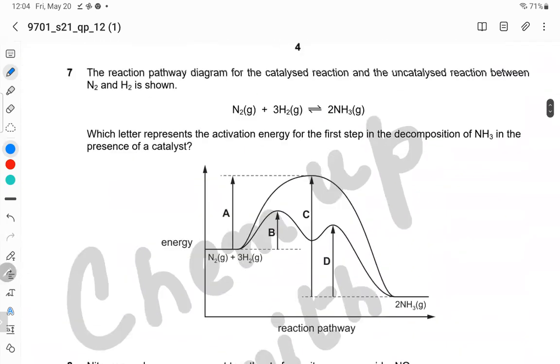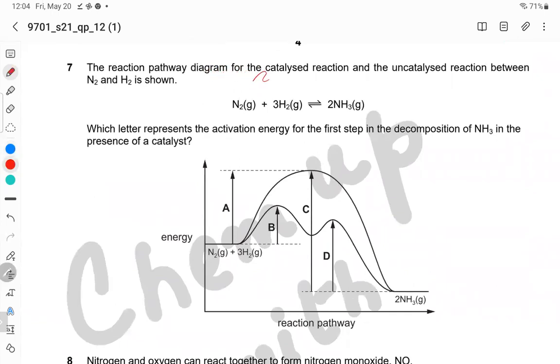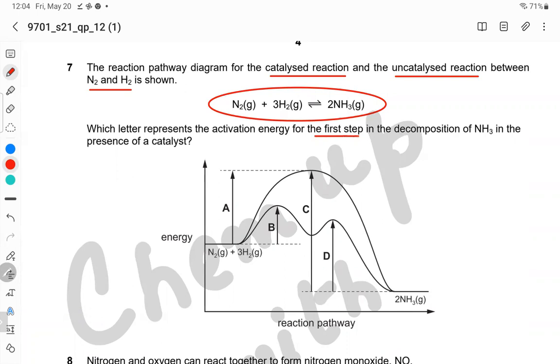Question number 7. The reaction pathway diagram for the catalyzed reaction and the uncatalyzed reaction between nitrogen and hydrogen is shown. Here we have an equation. Which letter represents the activation energy for the first step in the decomposition of ammonia? Decomposition of ammonia means they are talking about the reverse reaction in the presence of a catalyst. So this is your starting point when we are talking about the decomposition of ammonia, and this is your end point.